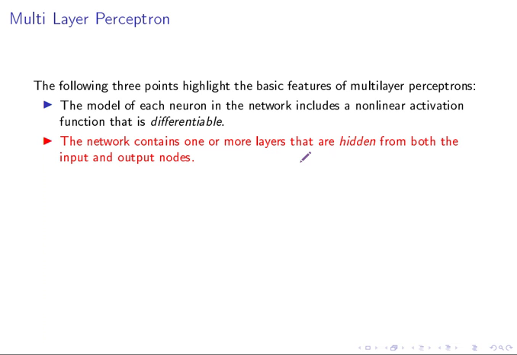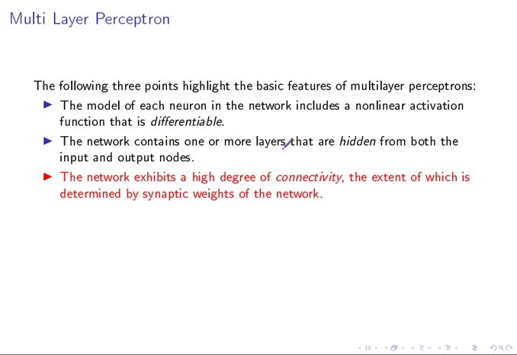Second, the network contains one or more layers that are hidden from both the input and output nodes, that we call a hidden layer. And third, the network exhibits a high degree of connectivity, the extent of which is determined by synaptic weights of the network.